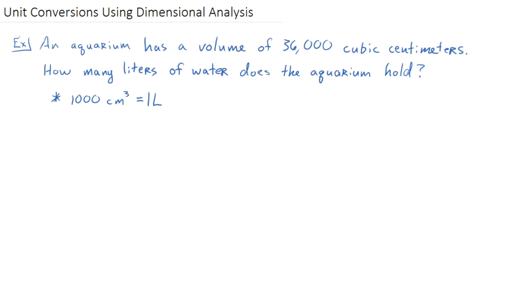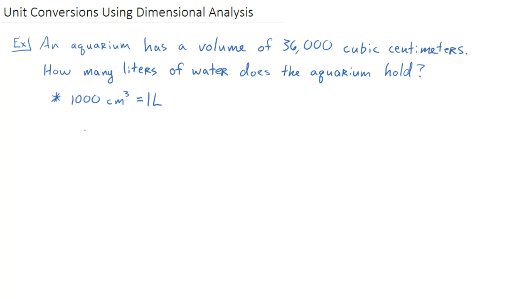Alright, so here's our example. An aquarium has a volume of 36,000 cubic centimeters. How many liters of water does the aquarium hold? And we need to know that 1,000 cubic centimeters equals 1 liter. Okay, let's go ahead and set this up. The first fraction is what we're starting with. So we're starting with the 36,000 cubic centimeters. And we're going to liters.